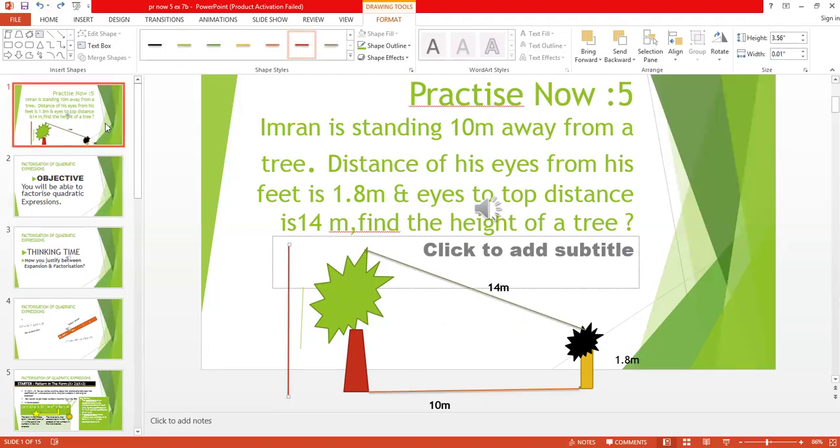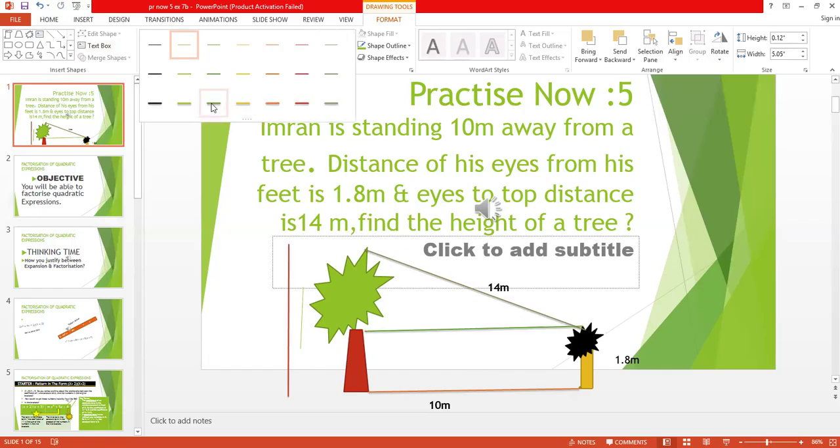That one is the height. And I want to convert this shape into Pythagoras. I want to apply the Pythagoras theorem, so I have to change this shape into a right angle triangle from the top of his eyes. Yeah, that one. It's better now. Look here.